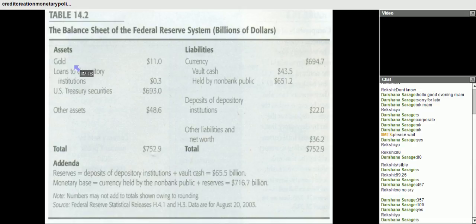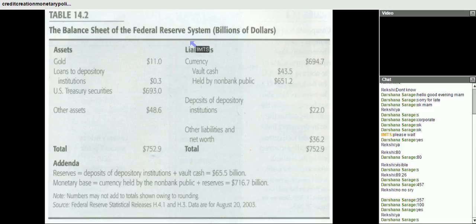Now here is a balance sheet of the Federal Reserve System. Gold is there, and loans to depository institutions. This is the loan that has been sanctioned to the other banking institutions. Like there are various banks, like we have State Bank of India, Punjab National Bank, Allahabad Bank, Oriental Bank of Commerce. I'm talking about India. All these banks will fall under this category, loans to depository institutions.